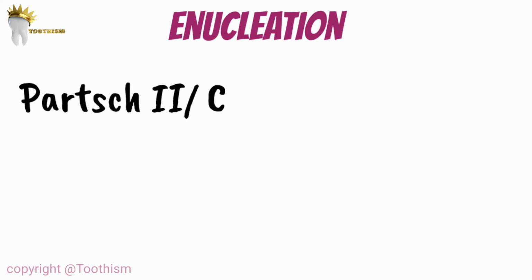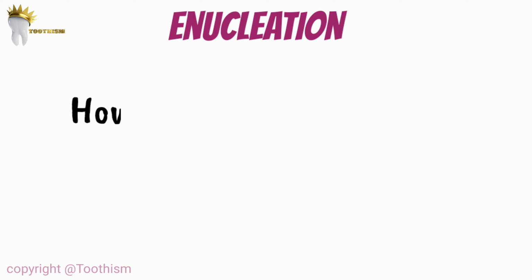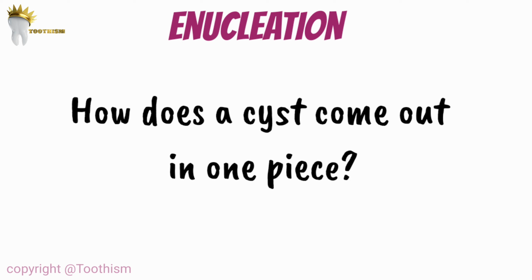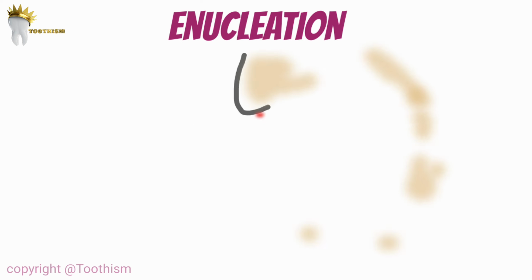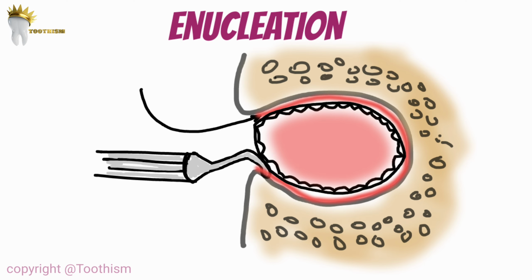Enucleation is also called Partsch 2 operation or cystectomy. It was first described by Partsch in 1910 and it basically means removing the entire cystic lesion. Getting it out in one piece should be the goal. So how does a cyst actually come out in one piece? You see, a cyst has a layer of fibrous connective tissue between the epithelial lining of the cyst and the bony cavity. So this layer gives us a guide path. If we go along this layer, we can remove the entire cyst in one piece.